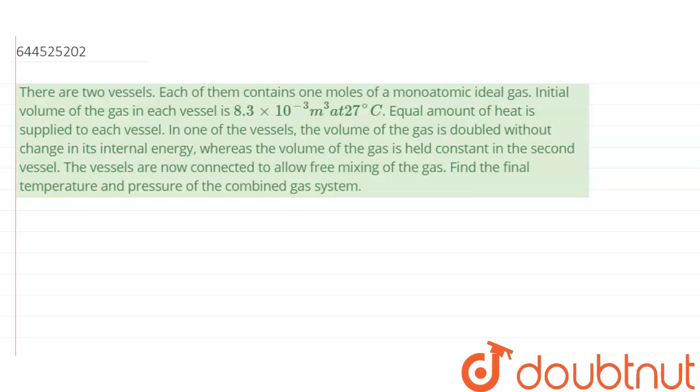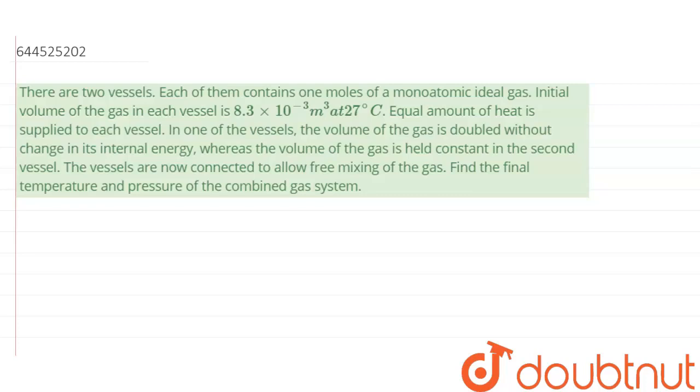whereas the volume of the gas is held constant in the second vessel, and for the second vessel the volume is not changing. That means if there is no change in volume, the work done is 0. The vessels are now connected to allow free mixing of the gas. Now both vessels are connected and there is free mixing of both the gases. Find the final temperature and pressure of the combined gas system.